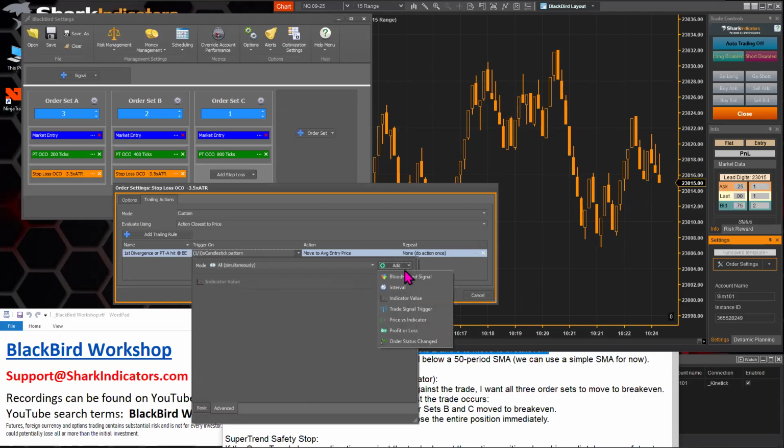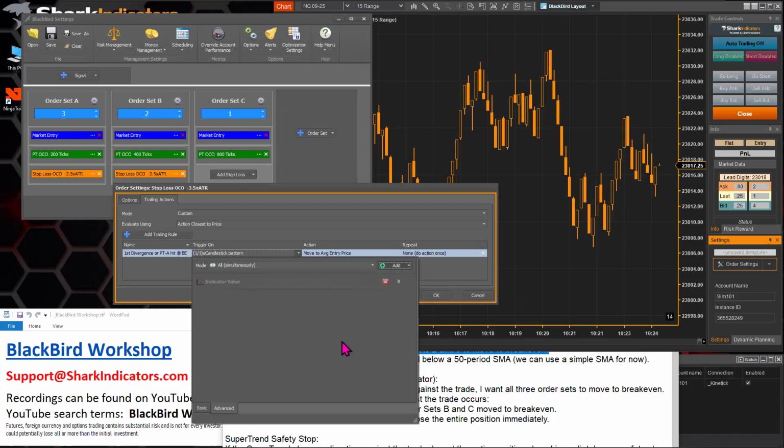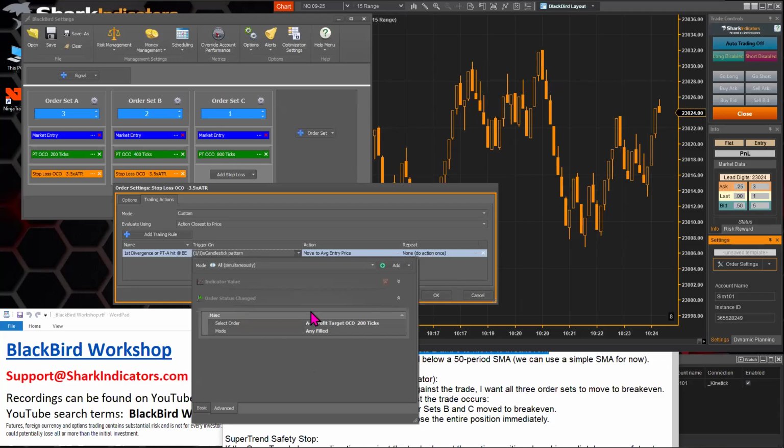All right, and let's see here. We need to use the order status changed. First thing, select the order that we want to monitor. That's going to be the profit target for A. And then what is the status that we're looking for? Well, if it's filled, that is our triggering mechanism. So if it's filled, then we're going to move to break even there.